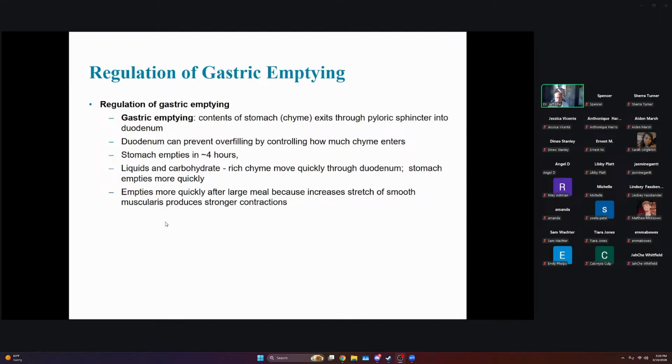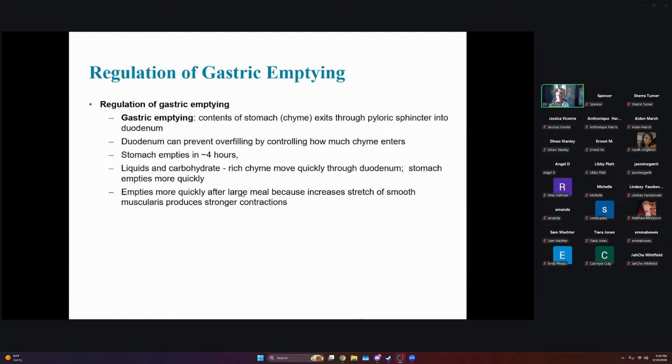So it doesn't overfill, because if the small intestine was overfilled and too much chyme was just free flowing through it, there wouldn't be enough time for proper absorption, and we would miss the opportunity to absorb nutrients. And the small intestine and the digestive system as a whole would become inefficient or less efficient.